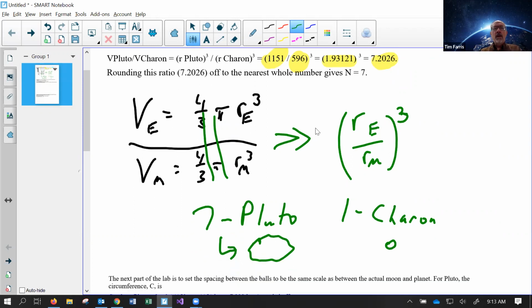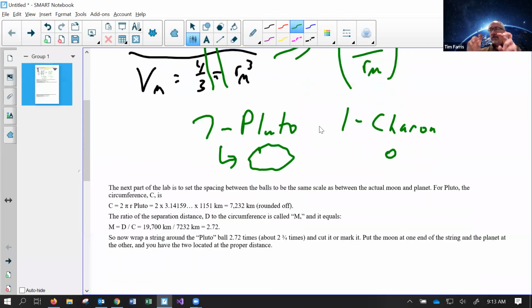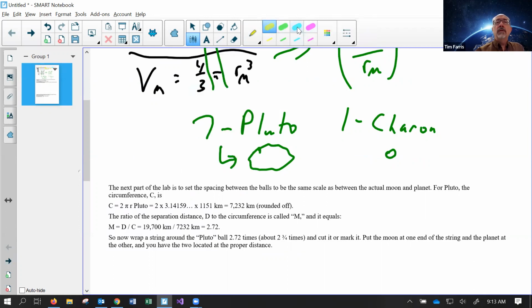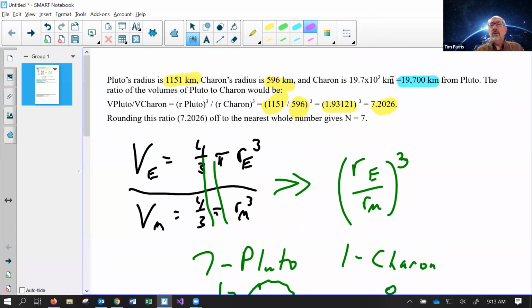All right. The next step in the lab is to try to get those spaced in a scale model of how far apart they are. And to do that, we're going to use the circumference of the planet that we're working with. You'll use the circumference of the Earth. I'm going to use the circumference of Pluto. And then also we need the distance, which if you remember back up here, the distance the two are away from each other was 1,970 kilometers, right?